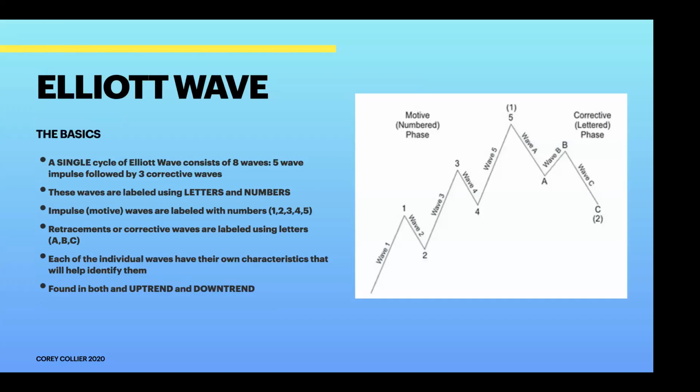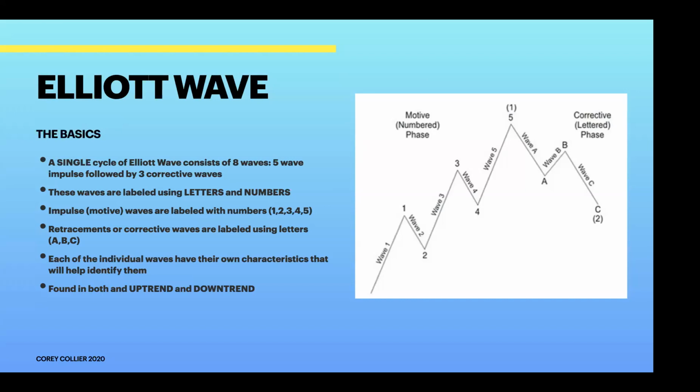So the basics, right? A single cycle of Elliott Wave consists of 8 waves. That's the 5 waves that are numbered 1 through 5, and then the 3 corrective waves that are lettered A, B, C. These waves are labeled using letters and numbers.